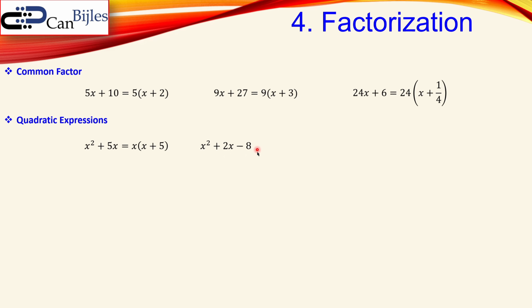In this case, you can have 2 parentheses. Now you need to look at the 2 numbers here. You need to actually find them out. There will be a unique set. The product of these 2 will be minus 8, and the summation will be plus 2. So you need to find in your head 2 numbers that, when multiplied, produce minus 8, and when added up, produce plus 2.